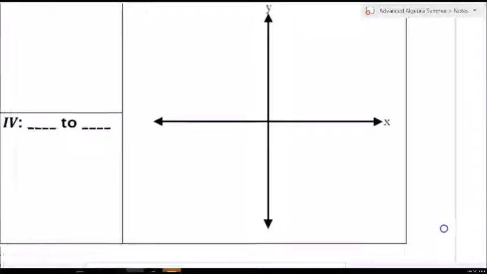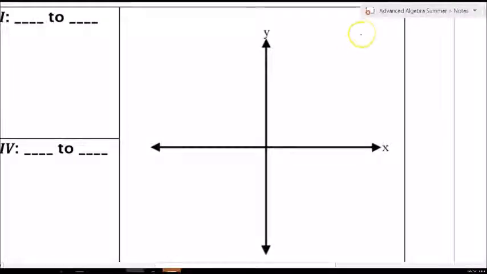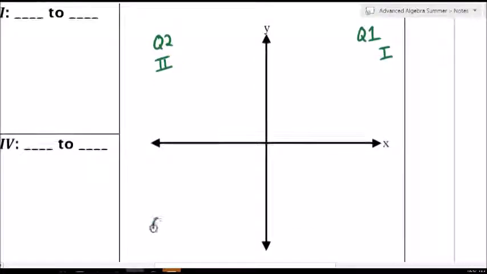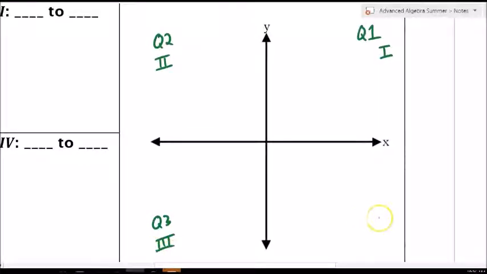So, our first quadrant is represented up here. So this is Q1. You'll see me use those as opposed to Roman numerals. So this is also just quadrant 1. So it's this. Quadrant 2, otherwise known as this. Quadrant 3, otherwise known as this. And quadrant 4, otherwise known as IV.